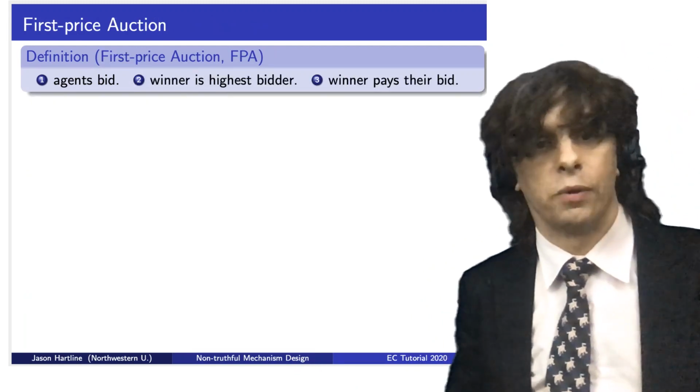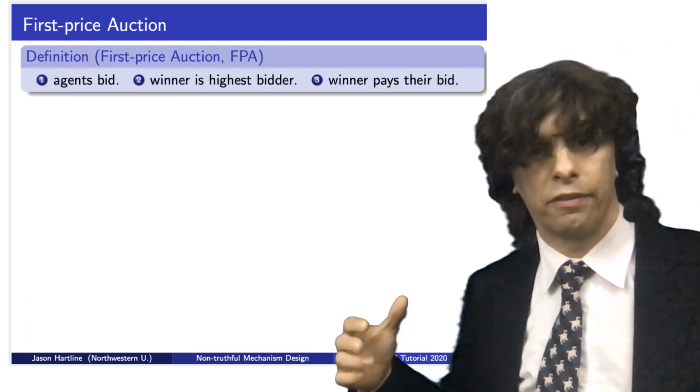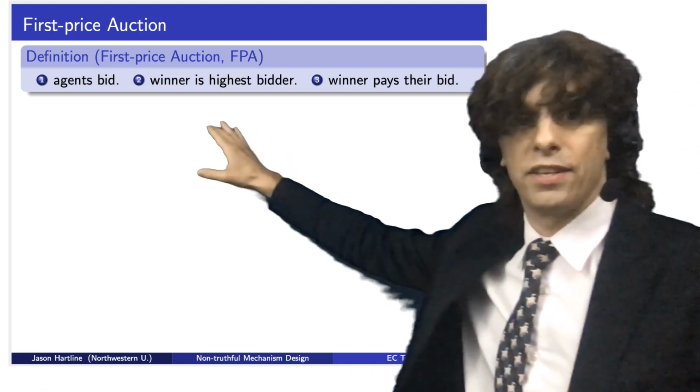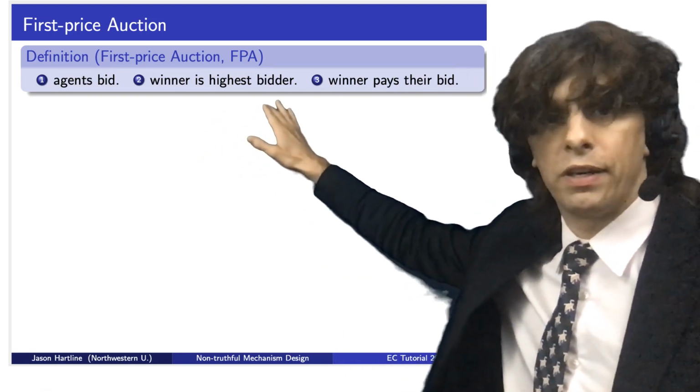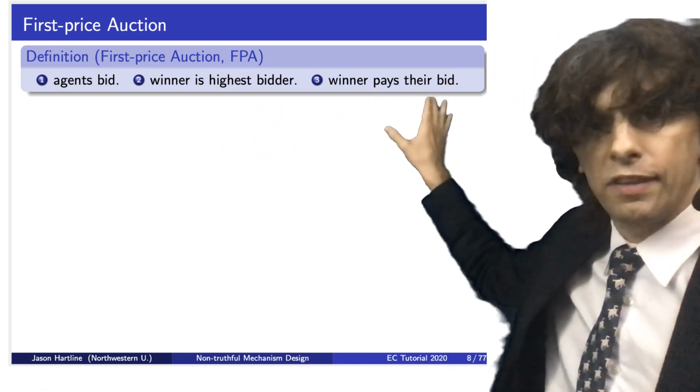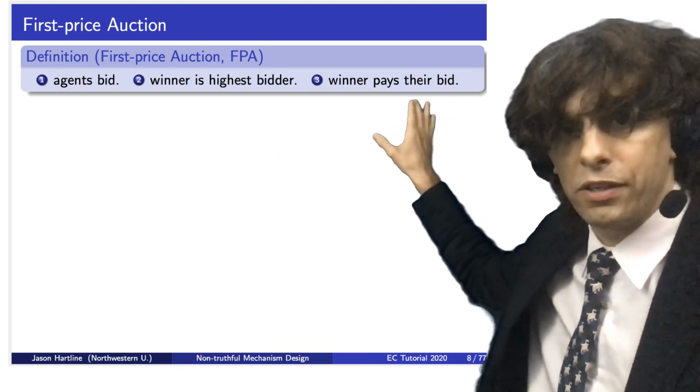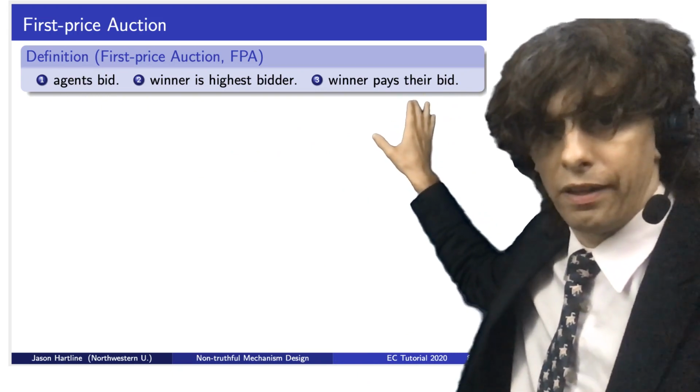Great. Let's look at the first price auction. So in the first price auction, the first two steps are exactly the same. The agents bid, we choose as the winner the highest bidder. And in the third step, instead of charging the second highest bid, we charge the winner their bid.